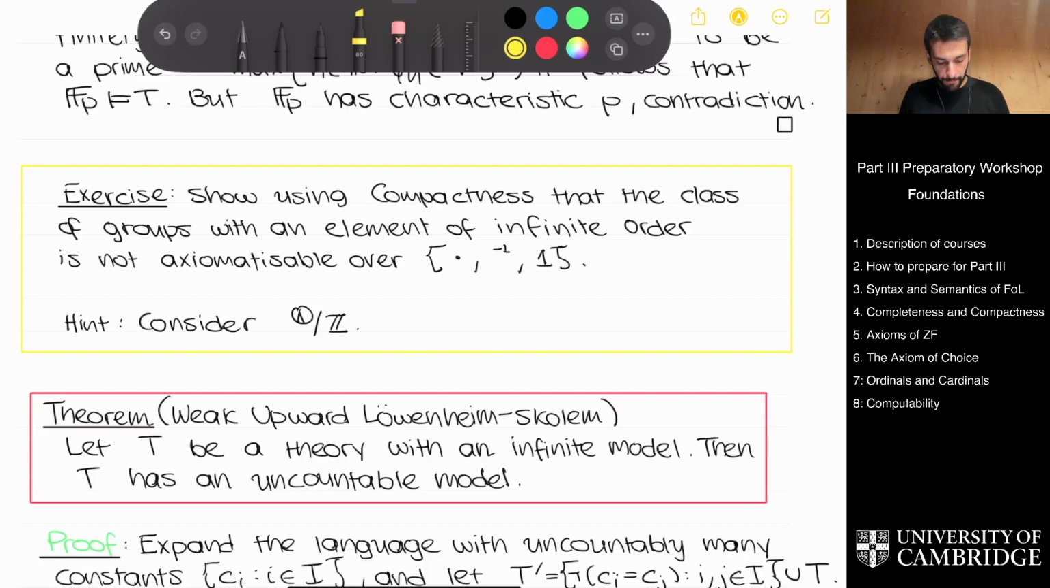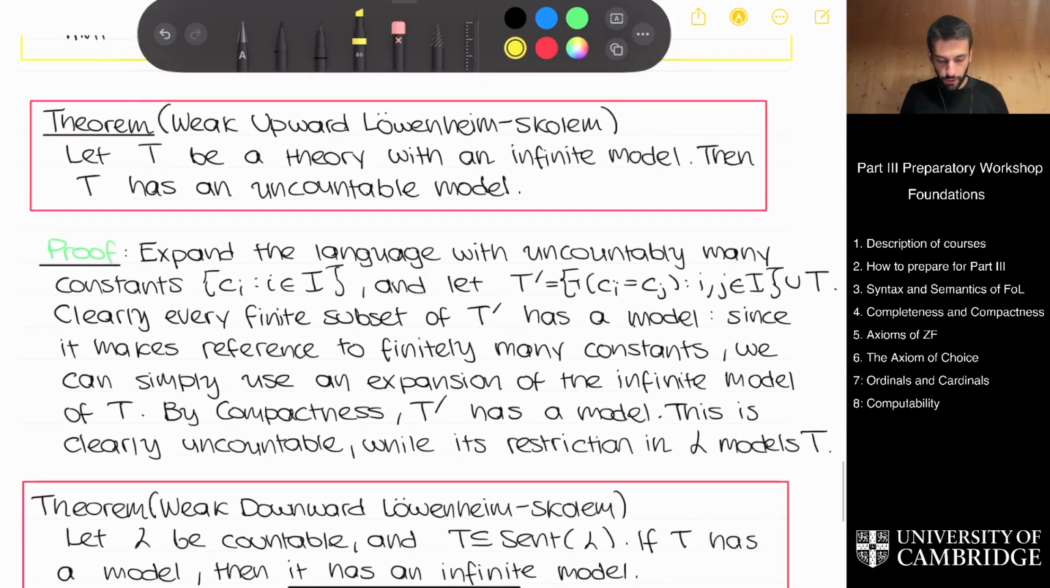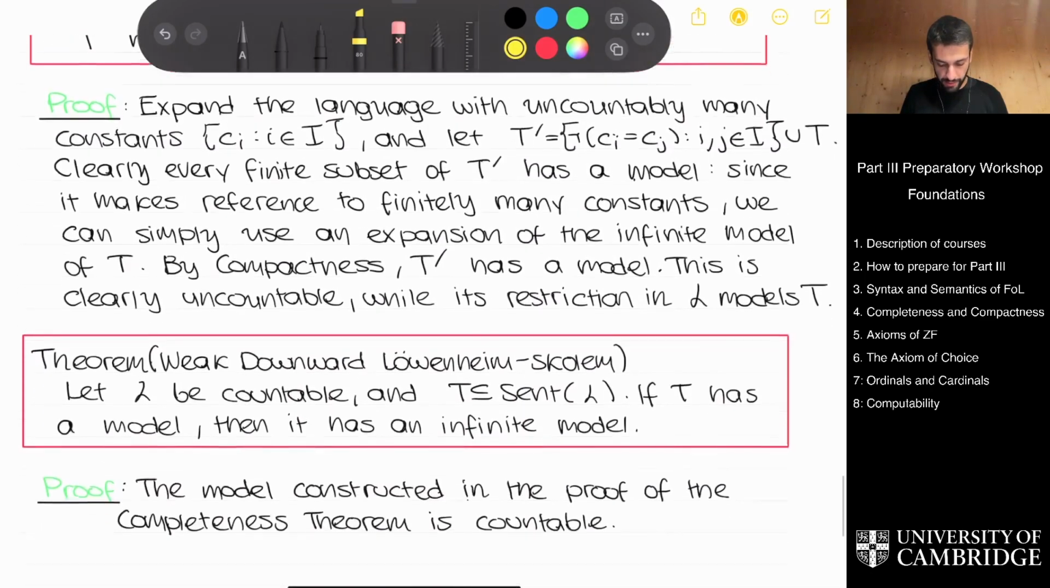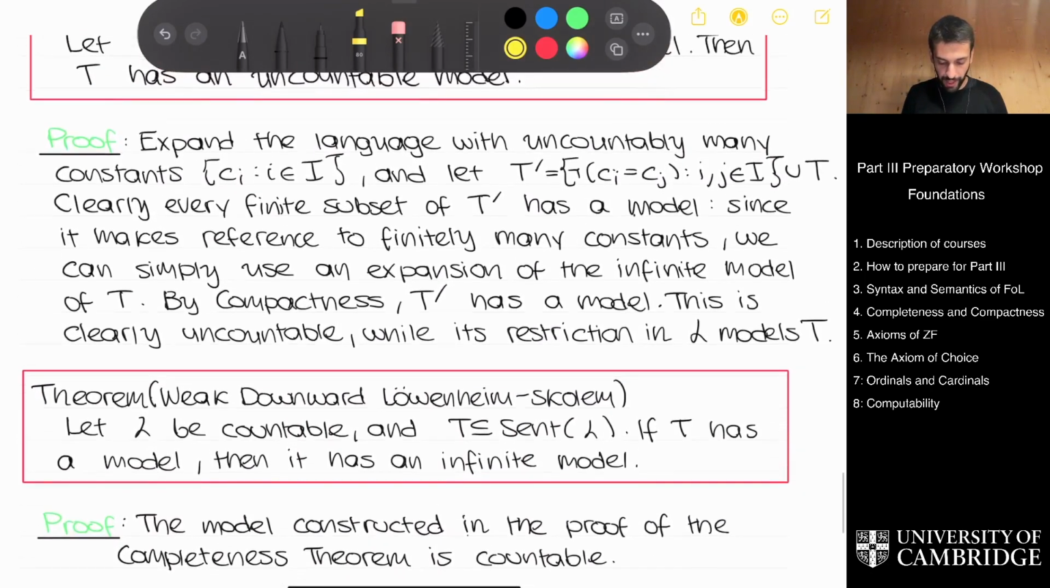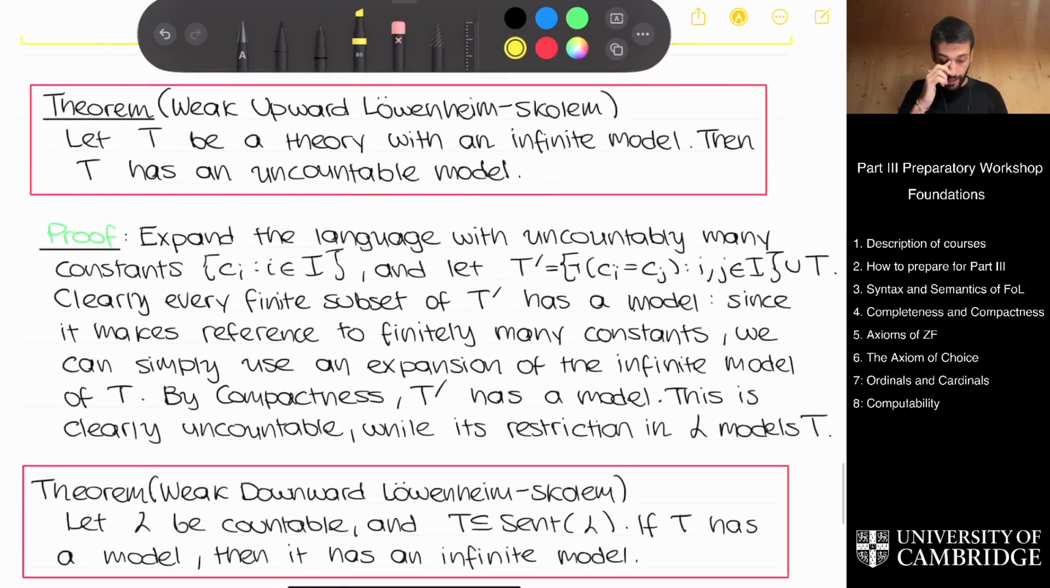Okay. Let's see two more consequences of compactness. Well, one of compactness, the other of completeness. And these are the Löwenheim-Skolem theorems, which are very important in model theory. But unfortunately, we're not going to see them in their full power. You will see those in the model theory course. But nonetheless, just from compactness, we can obtain weaker forms of these.